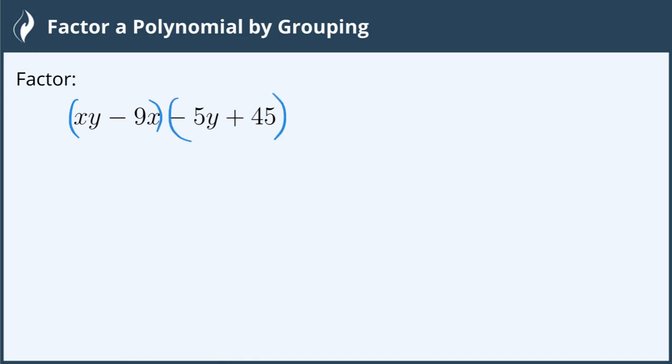And in the first two we look for the greatest common factor. I see that I have an x in common with both of them. So let's go ahead and factor the x out, leaving us with y minus 9.